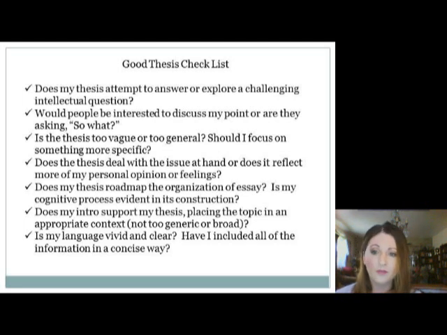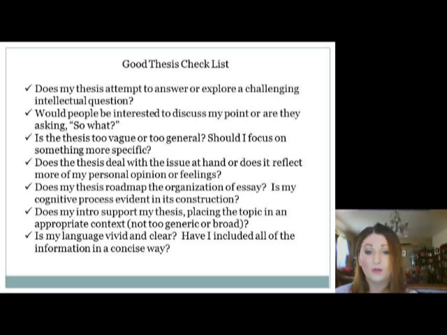So let's go through this real quick. Firstly, does my thesis attempt to answer or explore a challenging intellectual question? Of course, you can answer that real quickly with a yes or a no. But the reason this question is here is because if you're saying no to this, then you might want to stop for a moment and ask yourself, well, why am I writing this essay?